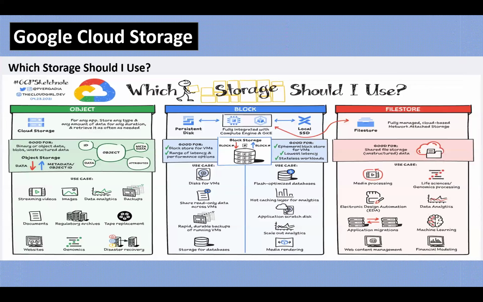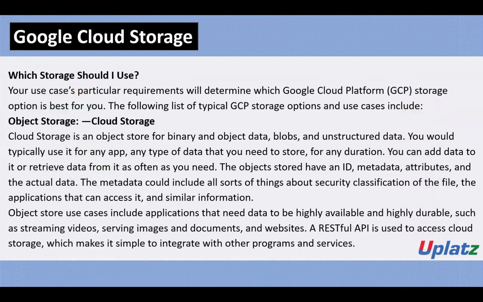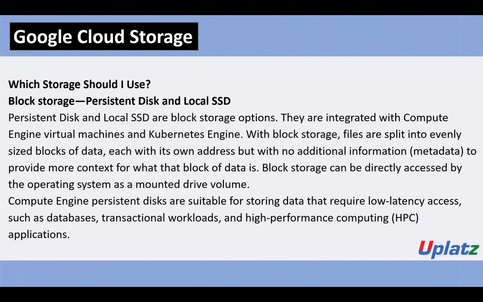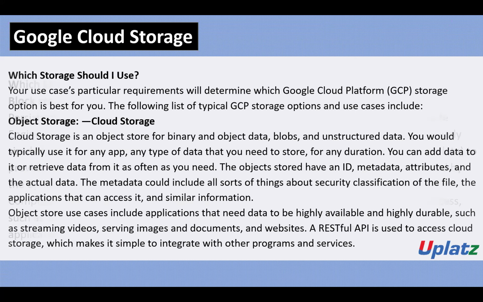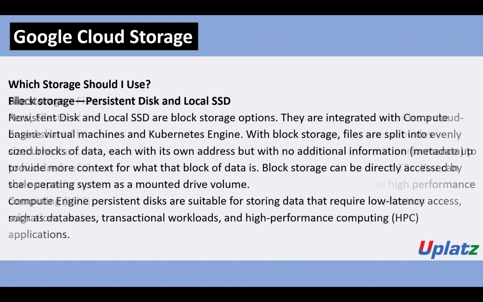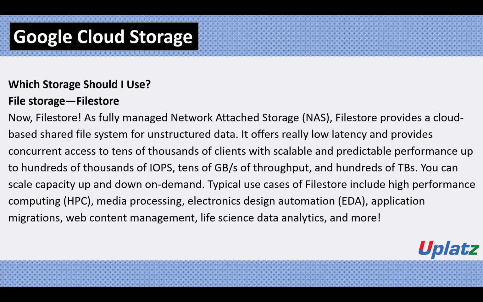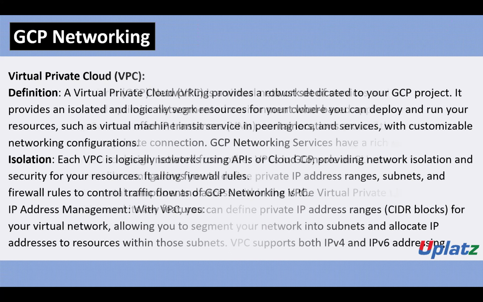And yeah, we also have seen which storage you should use based on your use cases and requirements. For object storage, you can go ahead with Cloud Storage. For block storage, there are persistent disk and local SSD options. To store files, there is Filestore. Yeah, so we have seen that persistent disk and local SSDs are block storage options, Cloud Storage is the object storage option, and Filestore is the file storage option. Yeah, we have seen all these points.